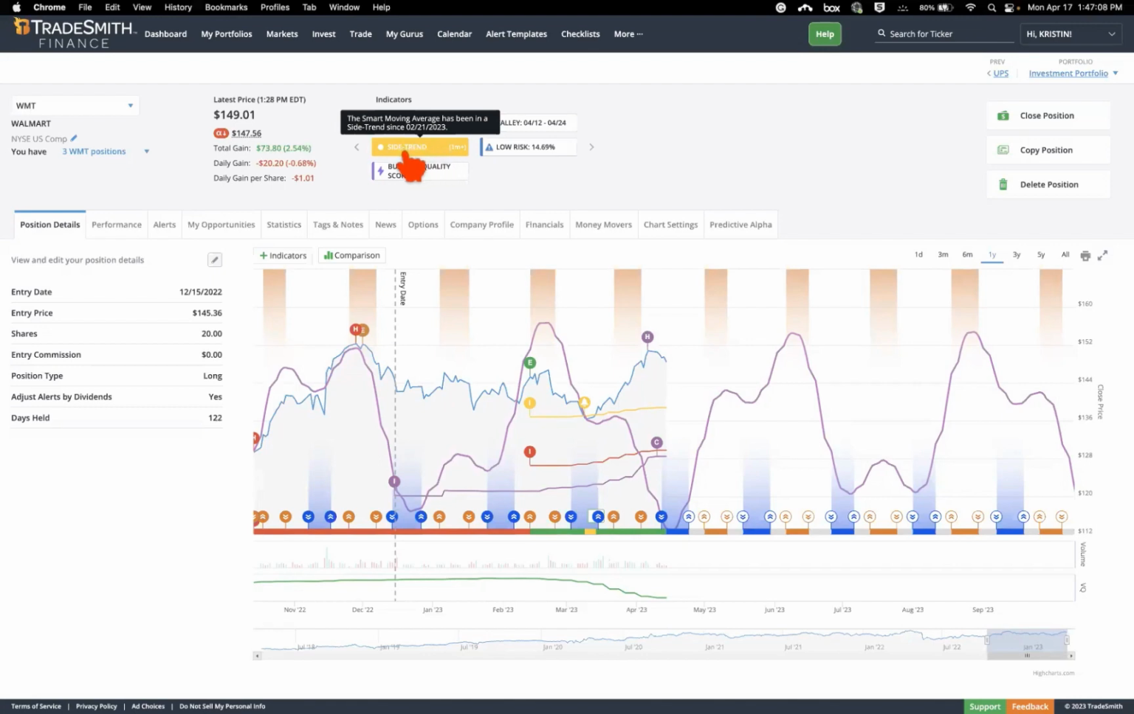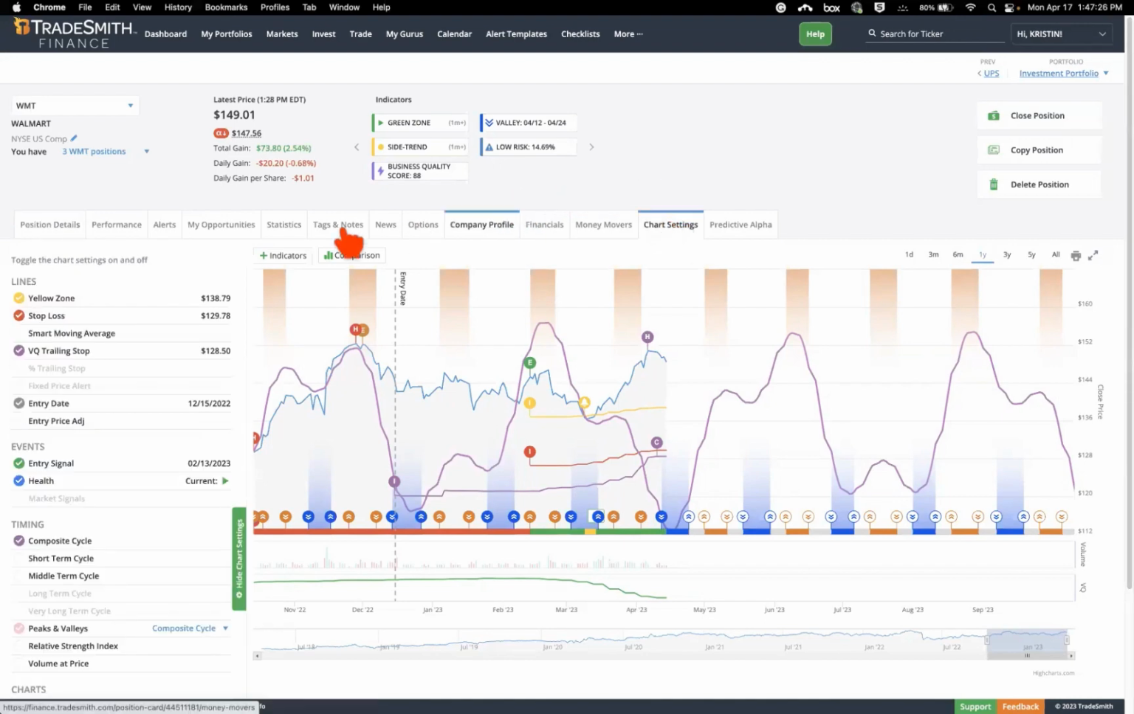And in order to see this smart moving average on your chart, you do have to turn it on. For some reason, the chart settings does not put the smart moving average line on the graph. You actually have to do that. So let me do that really quick. I'm going to go to chart settings. So you see how the smart moving average doesn't have a little check in it? I have to click on there. And that's the dotted line. You see this dotted line? That's the smart moving average. Let me turn it off and you'll see.